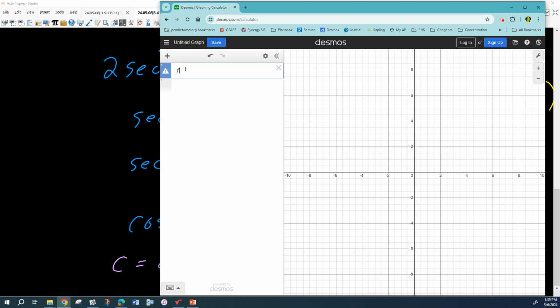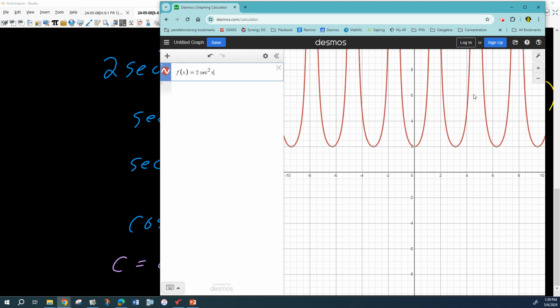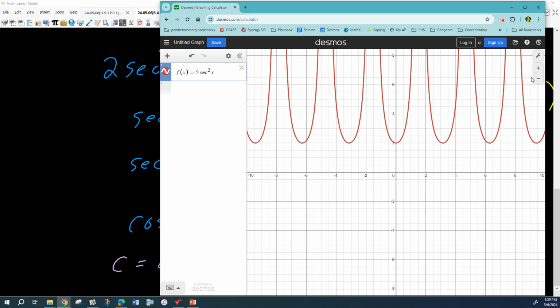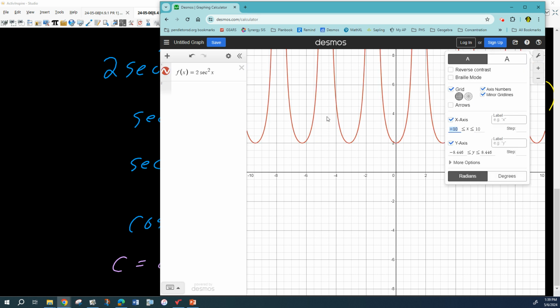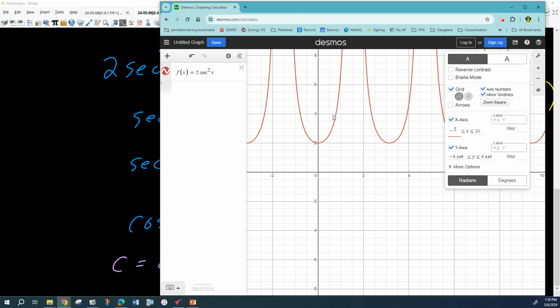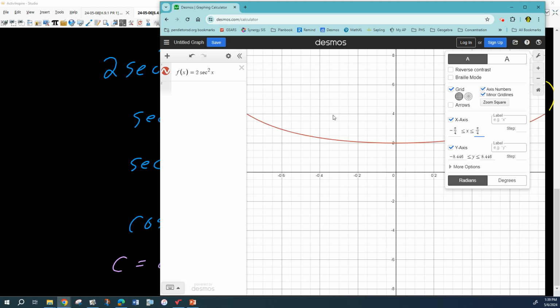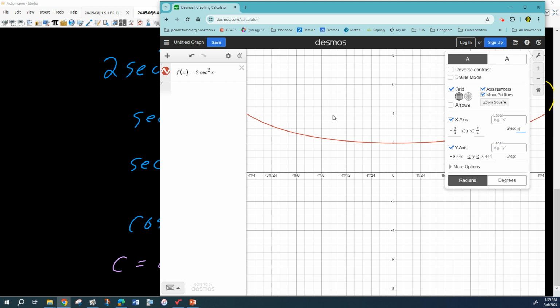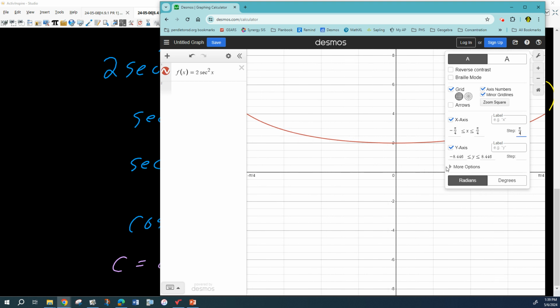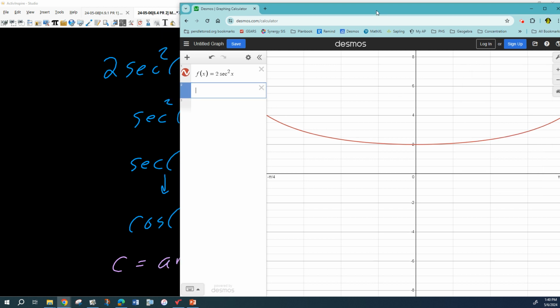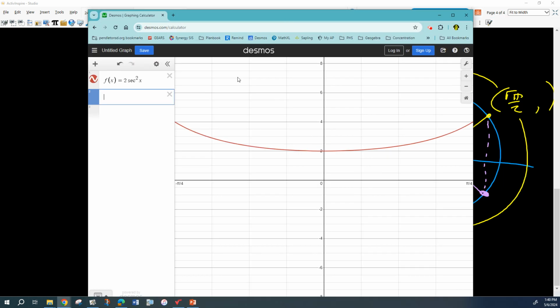f of x equals 2 secant squared x, we're only looking between negative pi fourths and positive pi fourths. And we'll go by steps of pi fourths, how about? Okay, and what are we trying to look for? We want to know where is f of x equal to, secant squared was equal to 4 over pi, right?